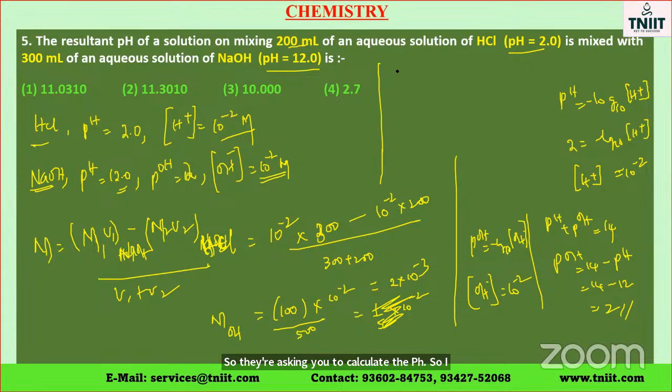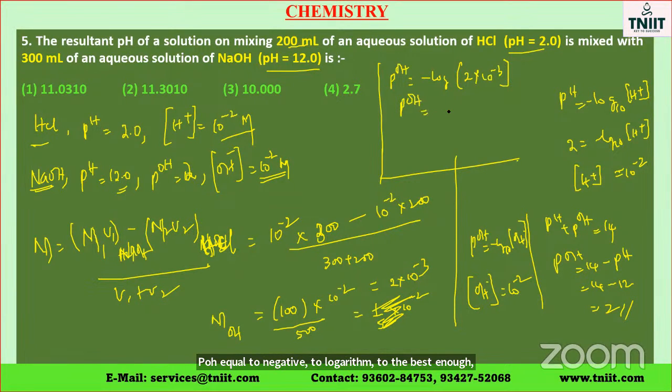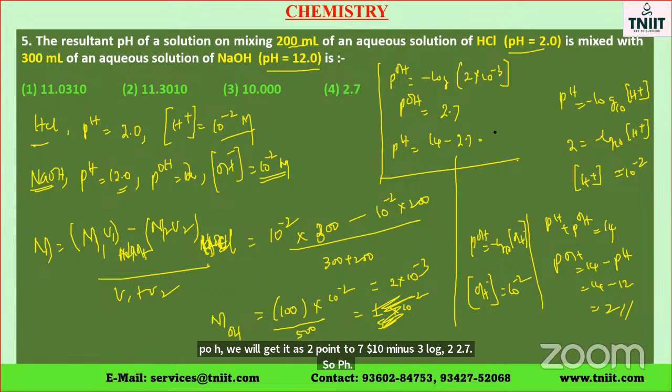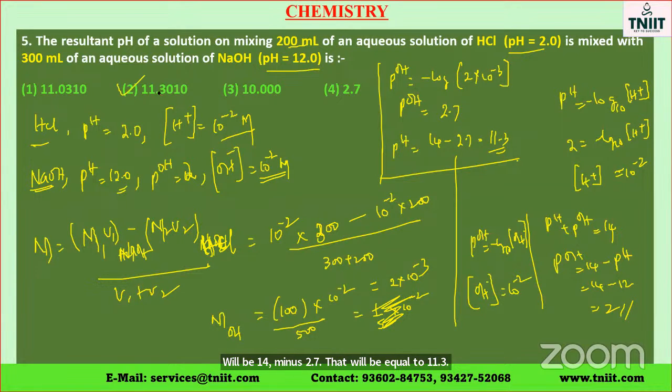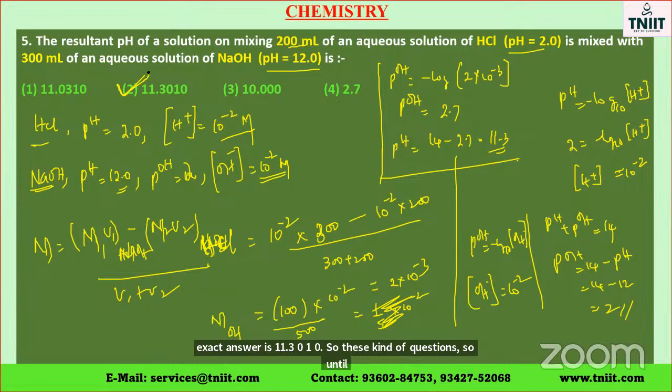So pOH will be equal to negative logarithm to the base 10 of 2 into 10 to the power minus 3. So pOH we will get as 2.7. So pH will be 14 minus 2.7, which is equal to 11.3. The answer for this question is 11.3. See the confusion, 11.03, 11.3. Close it is. So the exact answer is 11.3010. So for these kinds of questions, until you know all the formulas, you cannot work the problem.